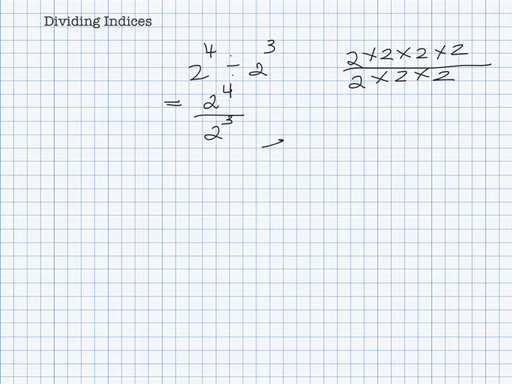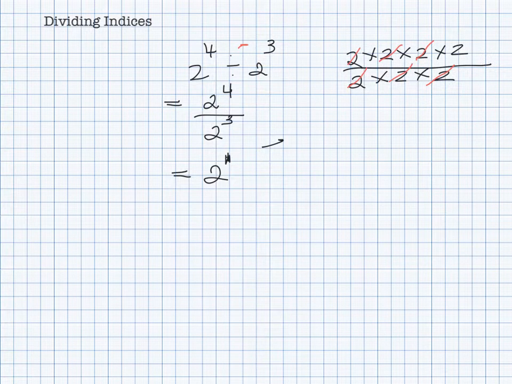Back to our sum, however. Because I've got them as a fraction, I can cancel out any common numbers on the top and the bottom. And I'm left with just one lot of 2, so it's 2 to the power of 1. Can you see an easier way that I could have done that? Sorry, it's a terrible one. You're right. All I needed to do instead was take my index numbers and subtract them.